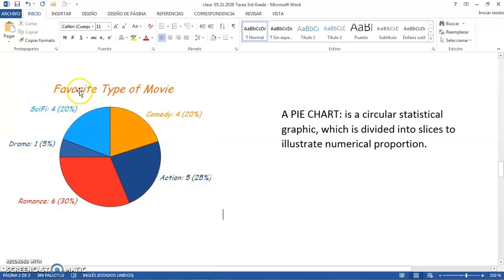In this case it says favorite type of movie. And you have sci-fi 20%, drama 5%, romance 30%, comedy 20%, action 25%. So here we have that the biggest slice is romance. So most of the people like this.